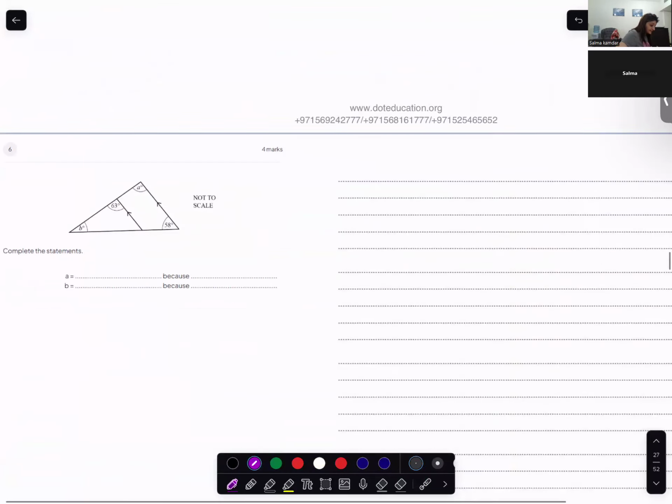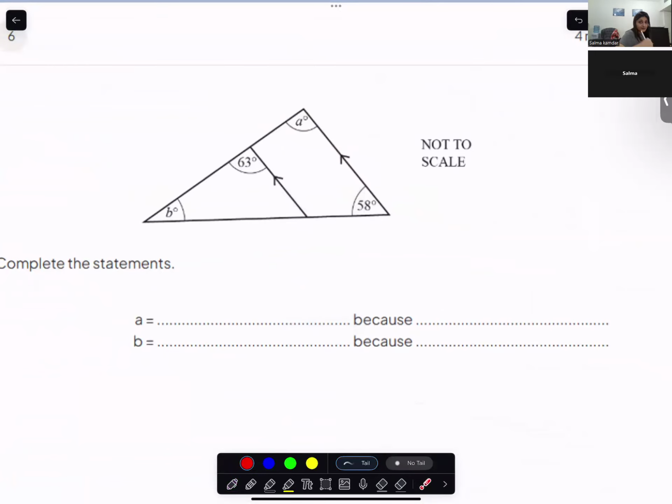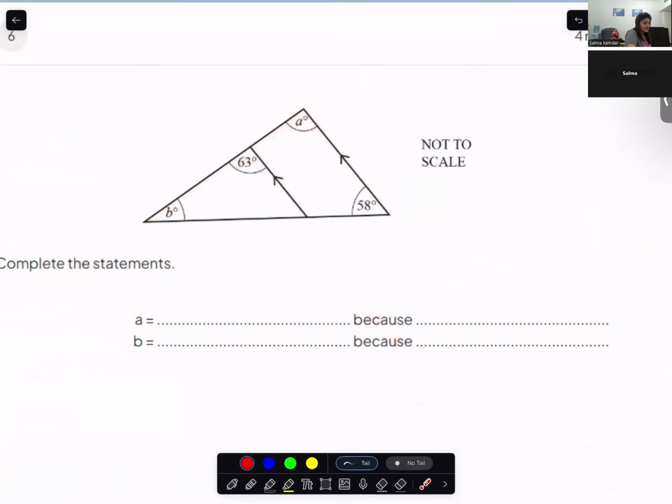Let's look at another thing. First pause the video, try yourself, then go to the solution. I have an F. Now since I have F parallel lines, this is 63, this is going to be 63. Which angles are these? These are corresponding angles. So angle A is 63. Why? Because of corresponding angles.